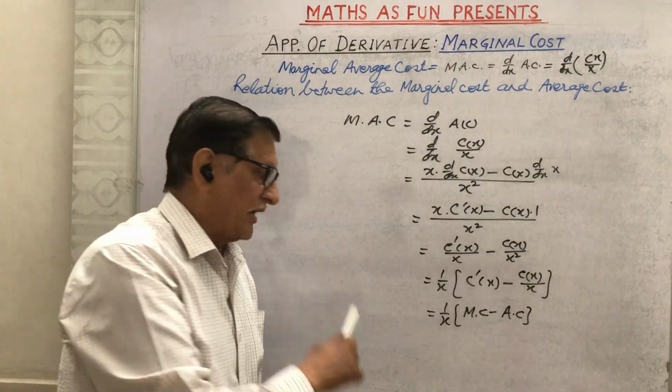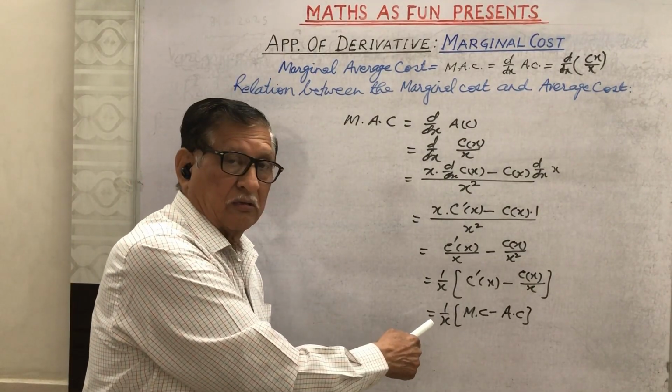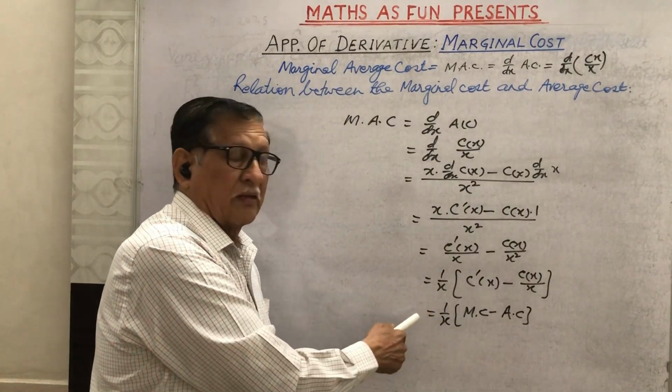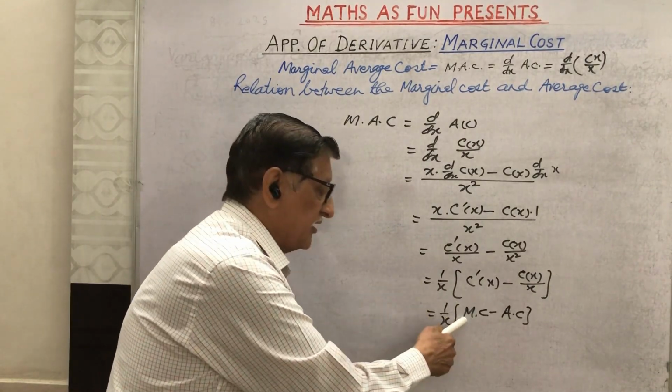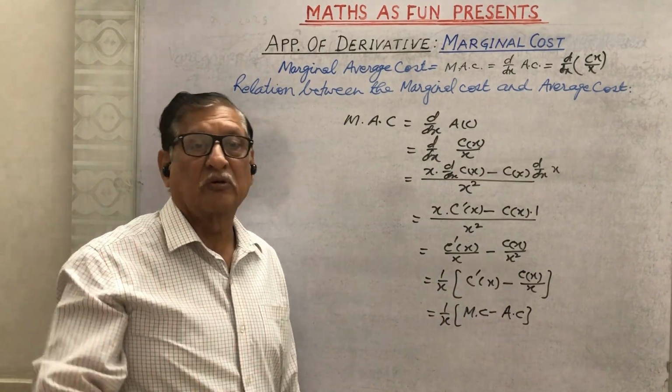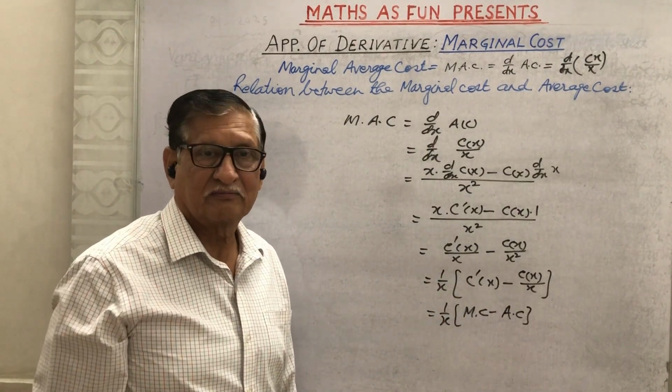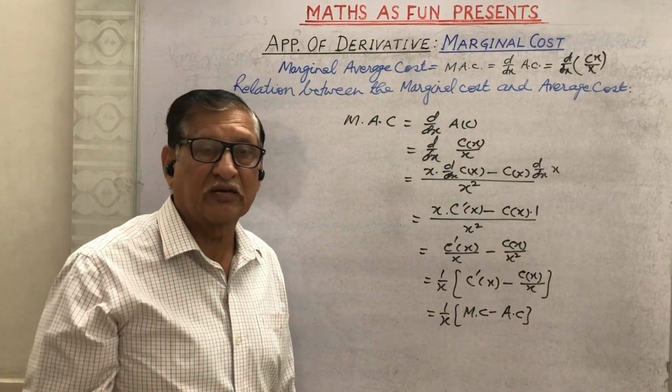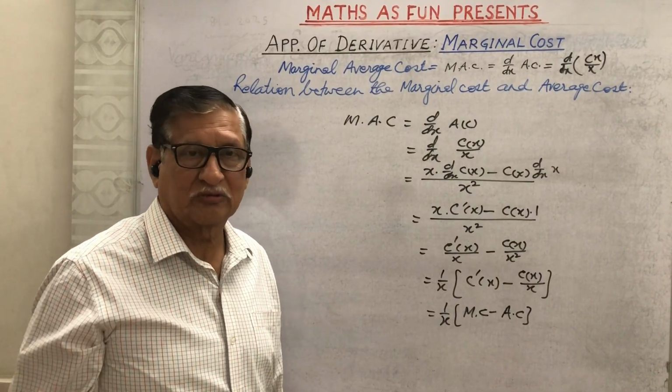It means that it is the value of the difference between the marginal cost and average cost divided by the number of commodities, that is x. Now we'll learn some examples on marginal cost.